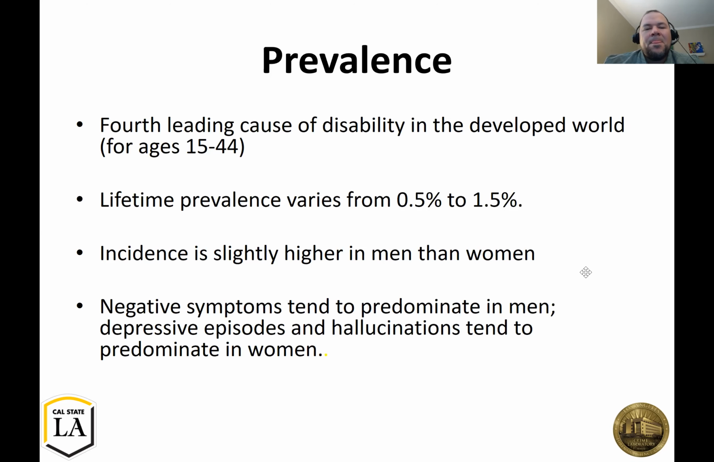So are they the cure for diseases like this? Basically, no. So the prevalence of schizophrenia in particular, it's like the fourth leading cause of disability in the developed world, which is kind of crazy. Lifetime prevalence varies from 0.5% to 1.5%. The incidence is actually a little bit higher in men. So men are more likely to have schizophrenia than women. And the negative symptoms tend to predominate in men, okay? And the depressive symptoms and also the hallucinations tend to predominate in women, and we don't know why.